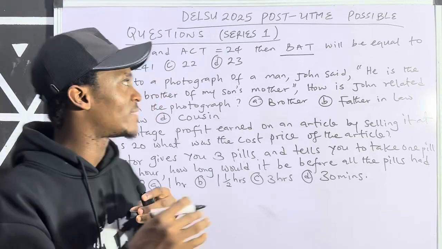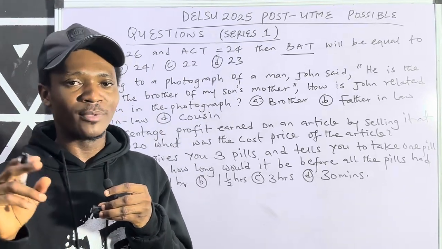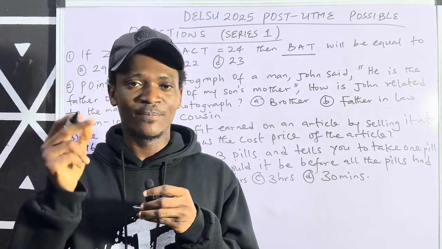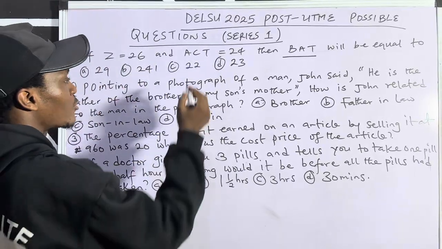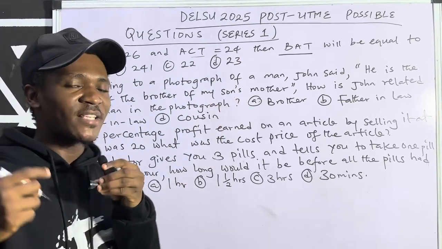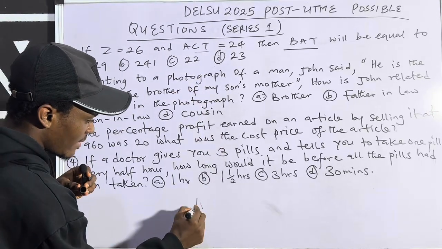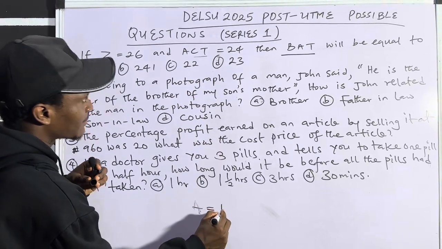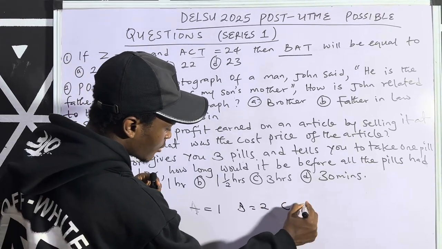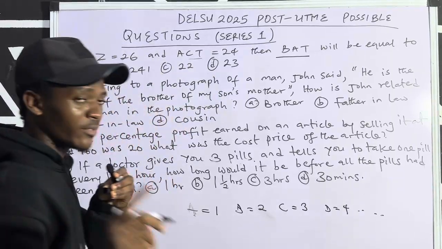So it's obvious that Z is the alphabet 26. Then, of course, A should be what? 1, B 2, C 3, just like that. That's how you think logically. Then they said ACT. So it simply means that this ACT here that gave 24 was as a result of summation, meaning if A is equal to 1, B is equal to what? 2, C is equal to 3, D would be 4, then just like that till when you get to Z.